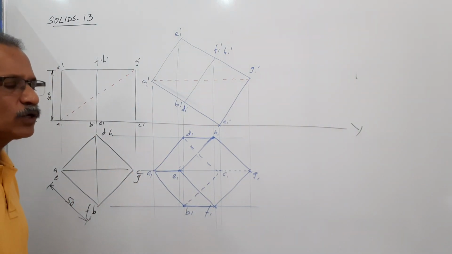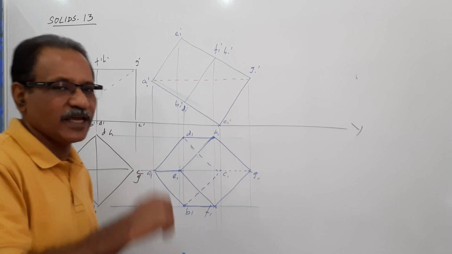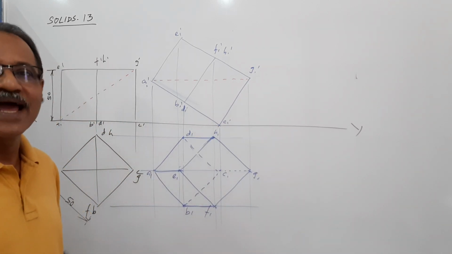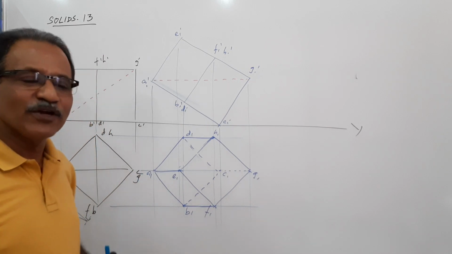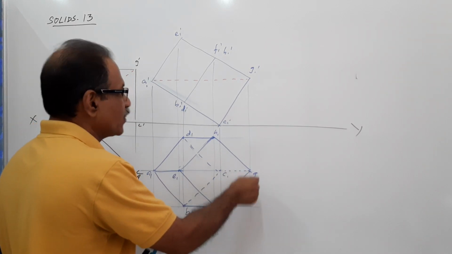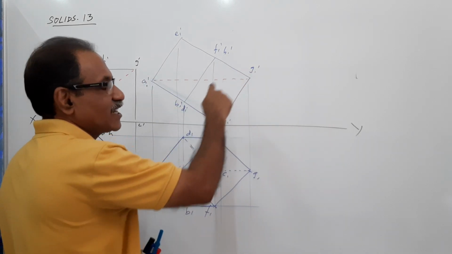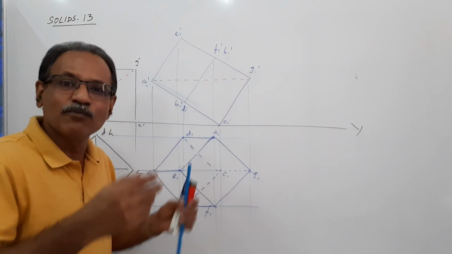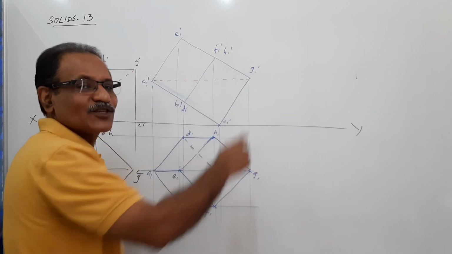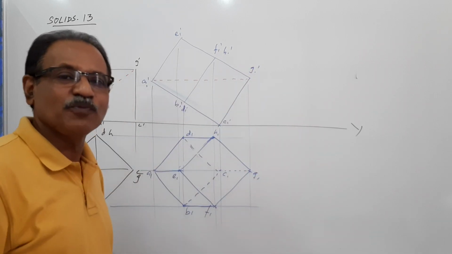How is the cube now? The cube is resting on corner C with the solid diagonal AG parallel to HP and parallel to VP also. How do you know? A1 G1 in the plan is parallel to XY line, and A dash G dash is parallel to XY line. A line parallel to both planes will have its plan and elevation parallel to XY line. So the solid diagonal AG now is parallel to HP and parallel to VP.